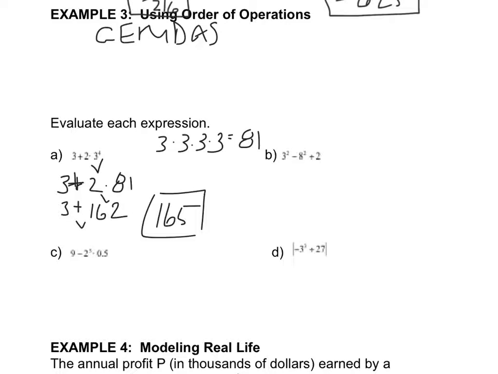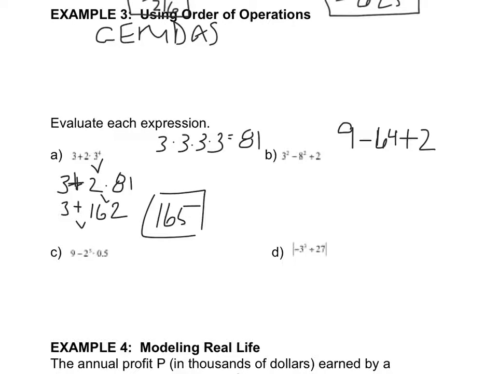For letter B, I have 2 different bases that have to be done with their exponents first. Here's where people start to do things a little bit too quickly and make silly mistakes. So 3 squared, or 3 to the second, remember, is 3 times 3, which is 9, not 6. Then I would be subtracting 8 squared. Well, again, 8 squared is not 8 times 2, it is 8 times 8. So it is now 64, not 16. And then adding 2.